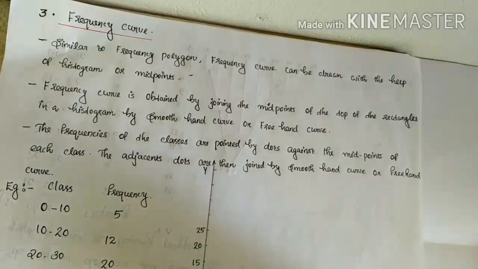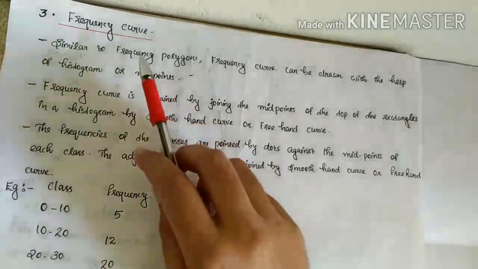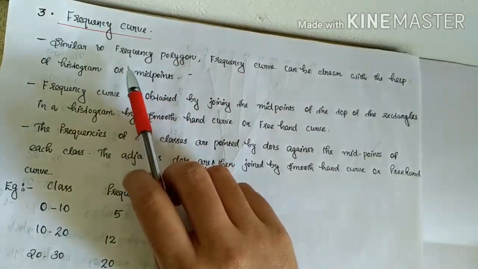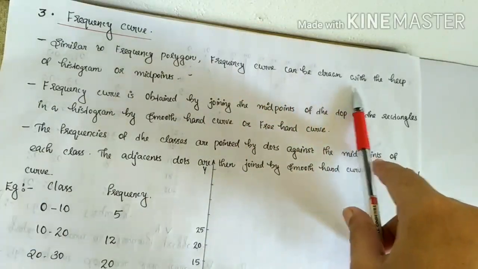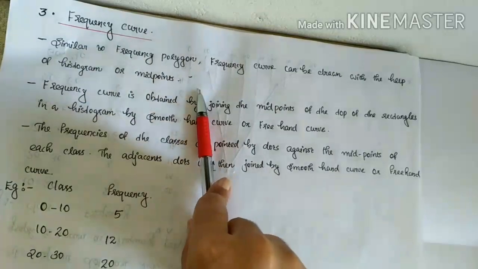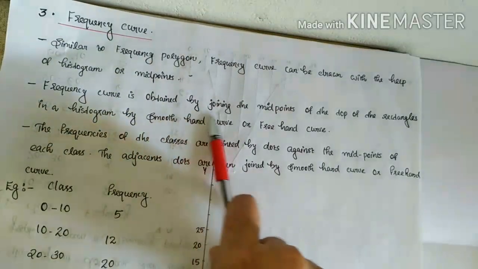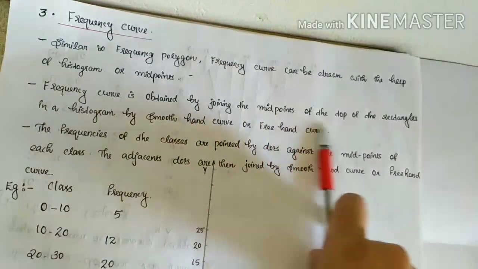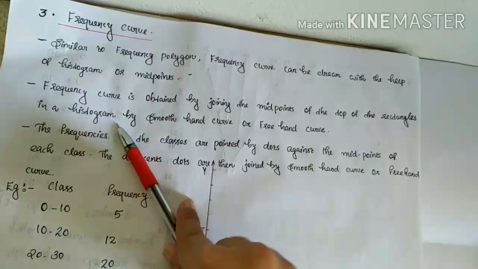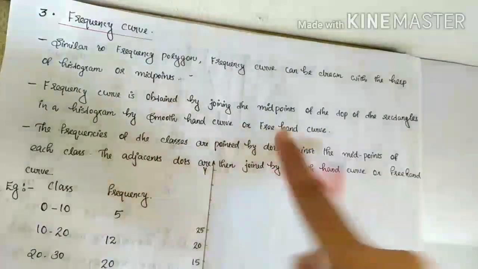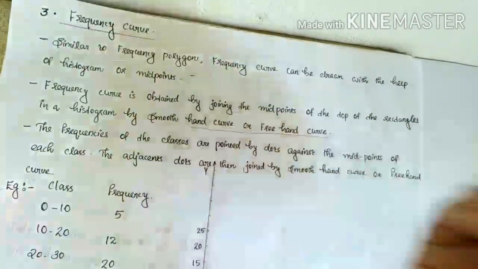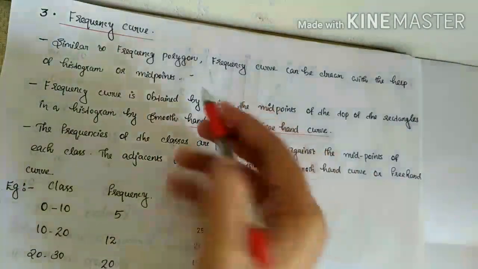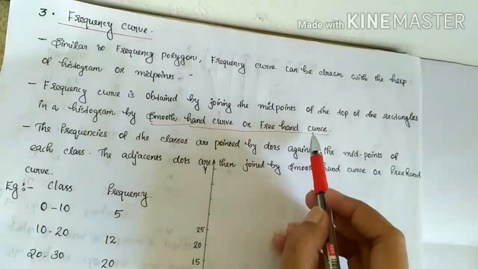The third type of graphical representation of data is the frequency curve. Similar to a frequency polygon, a frequency curve can be drawn with the help of a histogram or midpoints. The frequency curve is obtained by joining the midpoints of the tops of the rectangles in a histogram by a smooth hand curve or free hand curve. This is the main feature while drawing a frequency curve. It's a smooth hand curve or free hand curve.